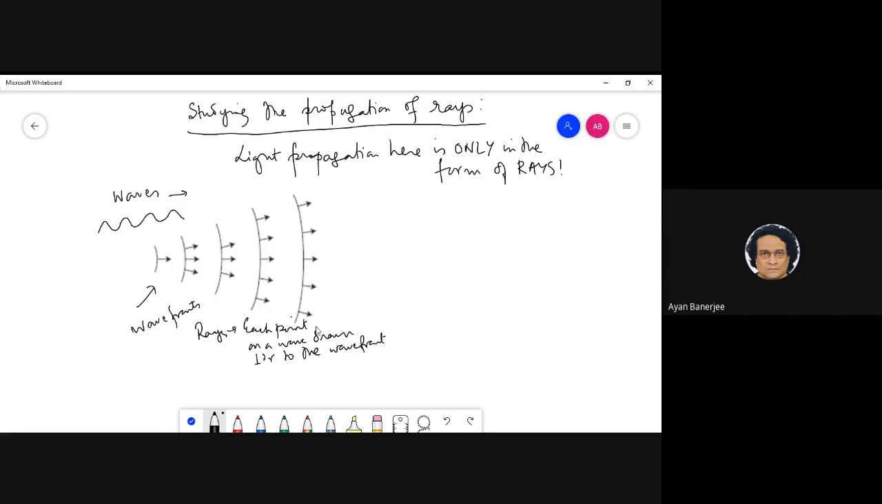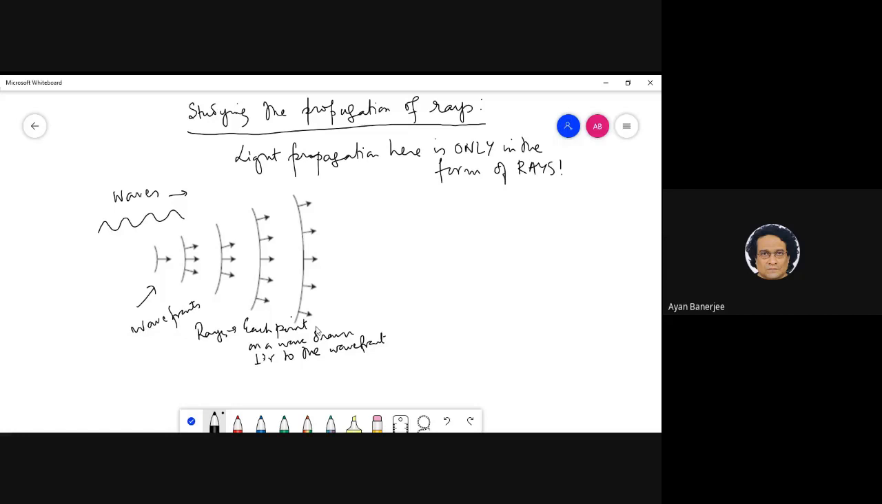Finally, when we study how these are propagating, we don't really care about these definitions. We essentially consider that light is coming in the form of rays. We do not consider wave formulations here at all. Very importantly, there is no concept of polarization here. We are not thinking about fields at all. We are only concerned about the directions of the ray.